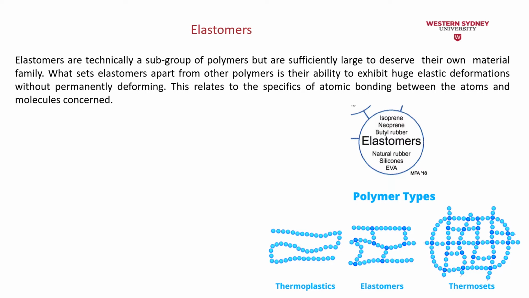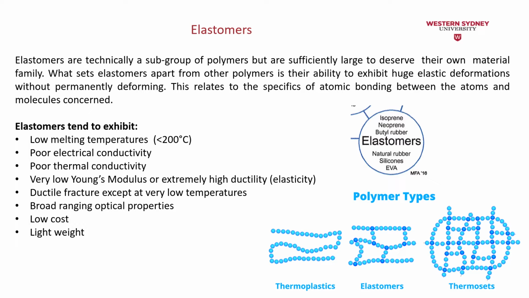Now, away from the plastic, we have something similar that can also be considered polymers, but we know them as the elastomers. And in general, in public culture, we know them as elastic. So the elastomers are technically a subgroup of the polymers, but are sufficiently large to deserve their own material family. What sets the elastomers apart from the polymers is their ability to accept a huge elastic deformation without permanently deforming. And this relates to the specifics of the atomic bonding between the atoms and the molecules concerned.